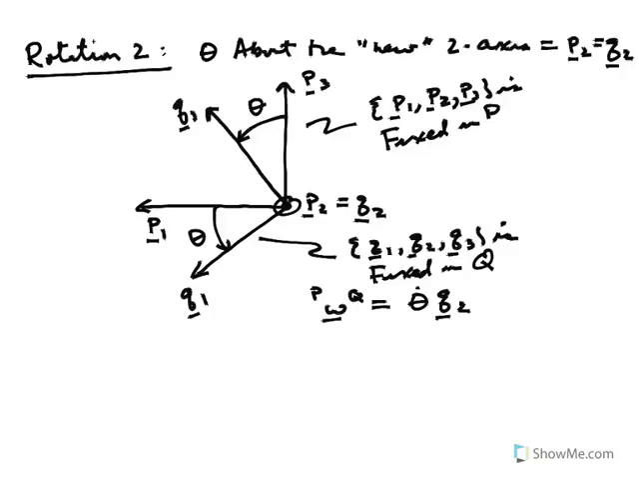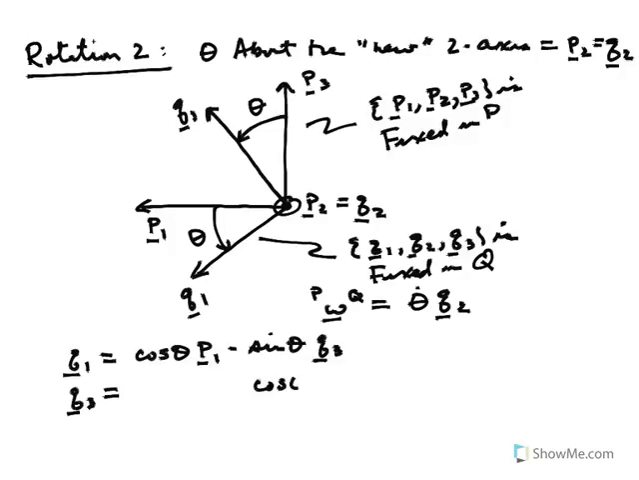So now what we've got is Q1 is equal to cosine of theta times P1, and then minus the sine of theta times Q3. We've also got that Q3 is equal to cosine of theta times P3, and then plus the sine of theta times P1.